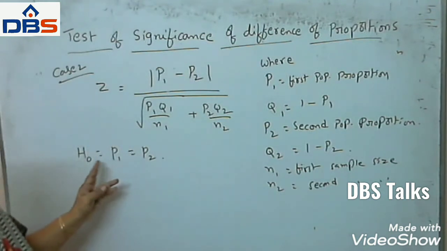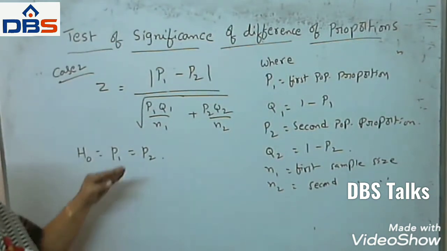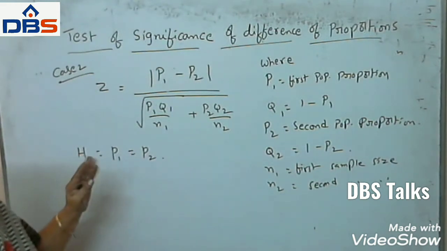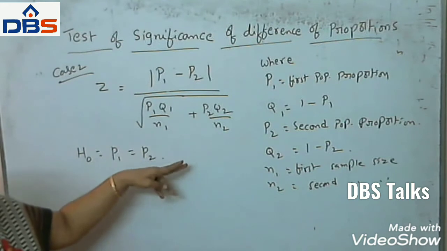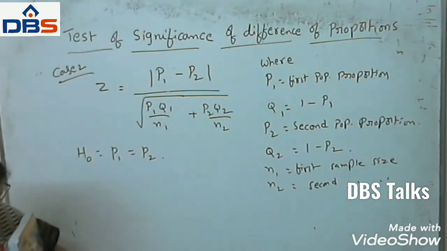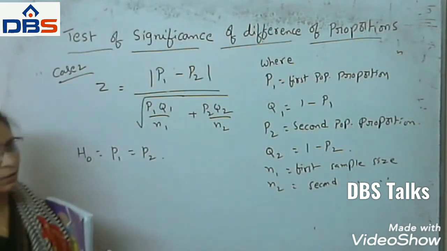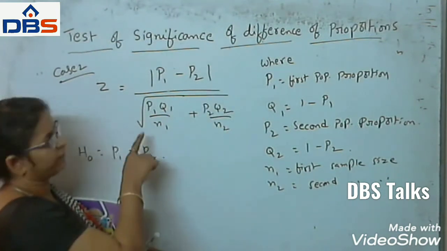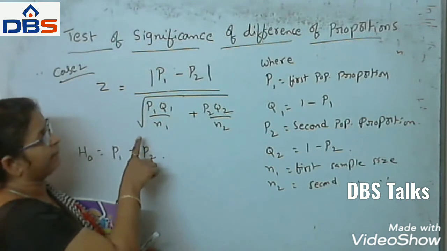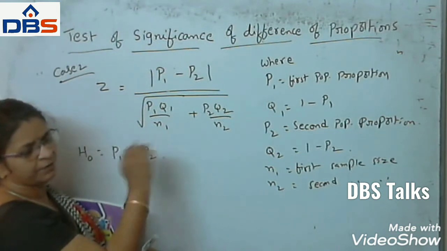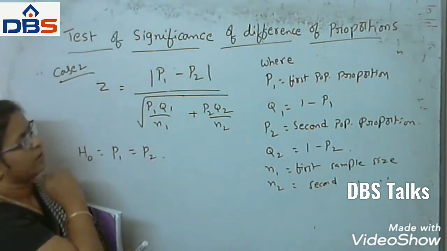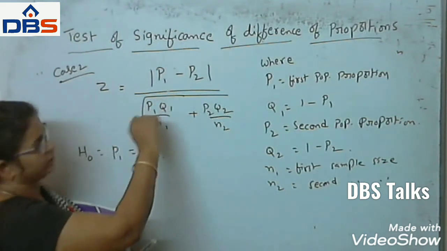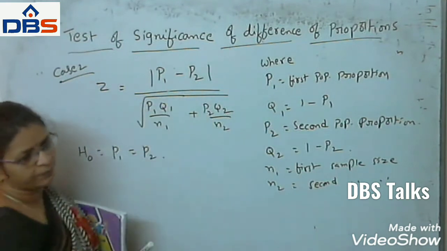Now H naught, H1, and then as usual, we have to find the value of Z from the formula and then from the table, and then we compare. So there are two formulas for Z in two proportions. In the first case, sample proportions would be given, small p1 and small p2. In the second case, population proportions would be given, so capital P1 and capital P2.